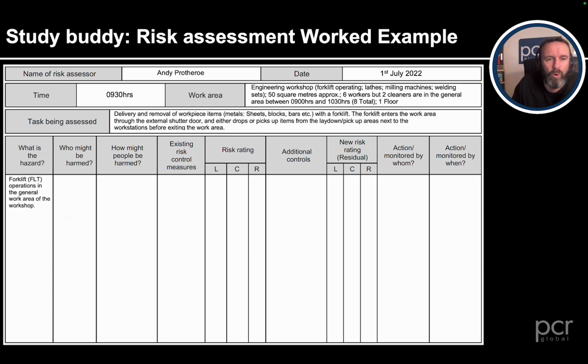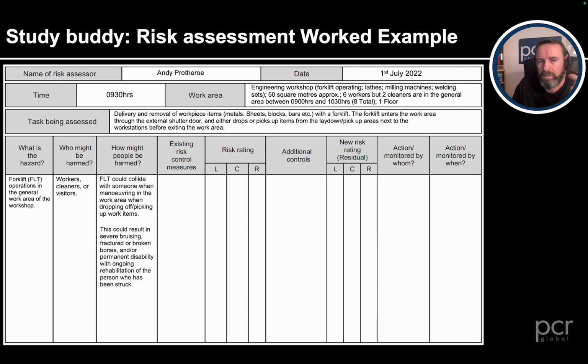What's the hazard? Forklift operations in the general area. Who might be harmed? Workers, cleaners, or visitors. That's anybody who's potentially going to get bumped by this forklift. How? Remember, put 2 things in there. The forklift could collide with someone when maneuvering in the work area, when dropping off or picking up work items, resulting in bruising, fractured bones, permanent disability.